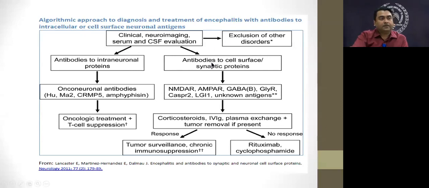On the other hand, if you get antibodies to cell surface or synaptic proteins, like the ones we just discussed, you consider initial first line treatment with corticosteroids, IVIG, and plasma exchange, and also follow for tumor removal, which is significant. Now, if a tumor is not found, you continue with tumor surveillance and continue with chronic immunosuppression if there was an initial response. If there was no significant initial response, you consider second line agents as well: rituximab, cyclophosphamide, or other agents.